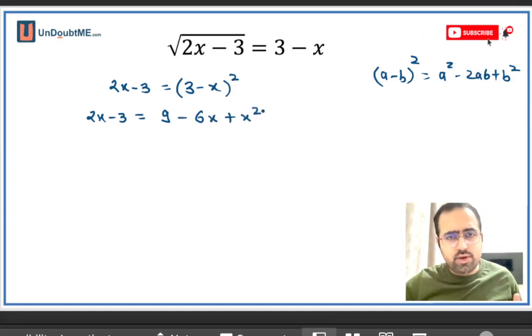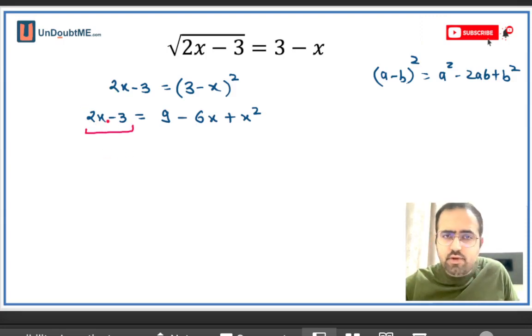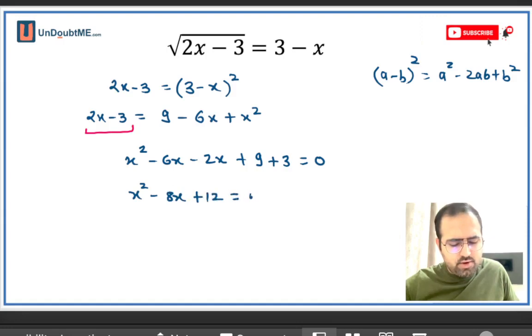Now if you look at the equation carefully, it is a quadratic. We need to just rearrange it so that it looks in its usual form. So for that, what will I do? I'll just bring all the terms from left to the right. Accordingly the signs will change. So it will be x square minus 6x, this 2x comes on the other side, it will become minus 2x, and then 9 is already there, and minus 3 comes on the other side, it will become plus 3, and that is equal to 0. The next step is x square minus 8x plus 12 is equal to 0.